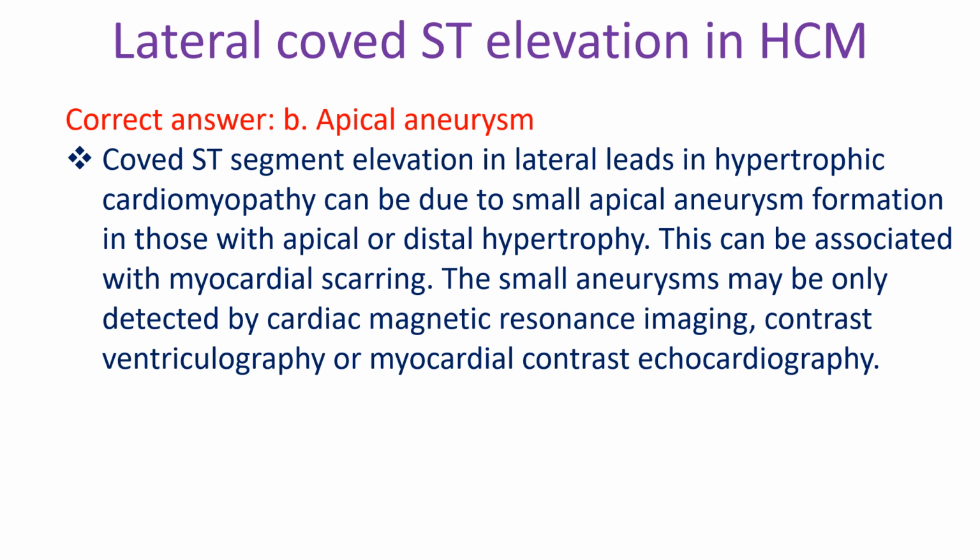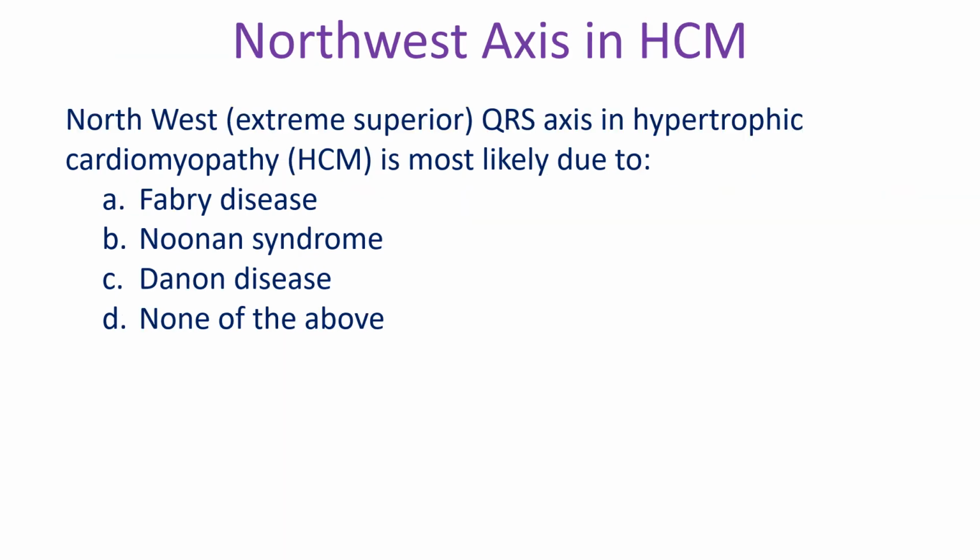Apical aneurysm. Coved ST segment elevation in lateral leads in hypertrophic cardiomyopathy can be due to small apical aneurysm formation in those with apical or distal hypertrophy. This can be associated with myocardial scarring. The small aneurysms may only be detected by cardiac magnetic resonance imaging, contrast ventriculography, or myocardial contrast echocardiography.